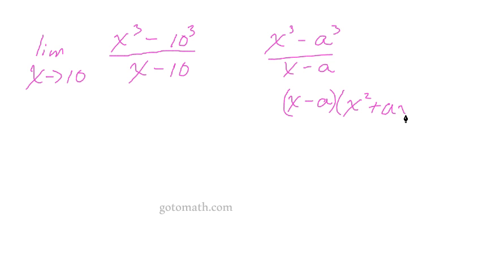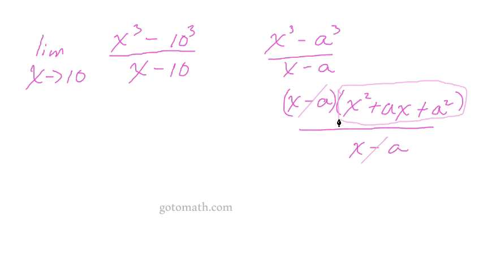And then we say ax. And then this piece here is always a plus, and then we square the a. So this has become a squared, and it's all over x minus a. So as you can see here, these are going to be canceling out, and you would just be left with this piece here.